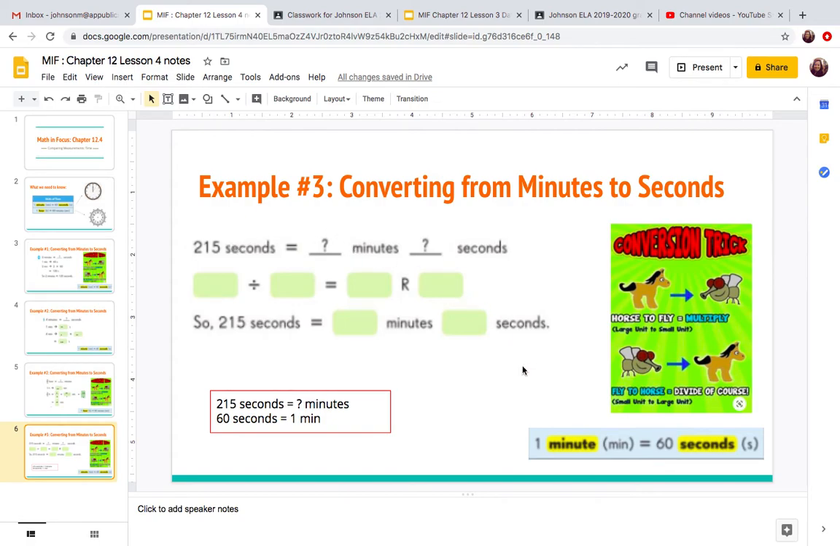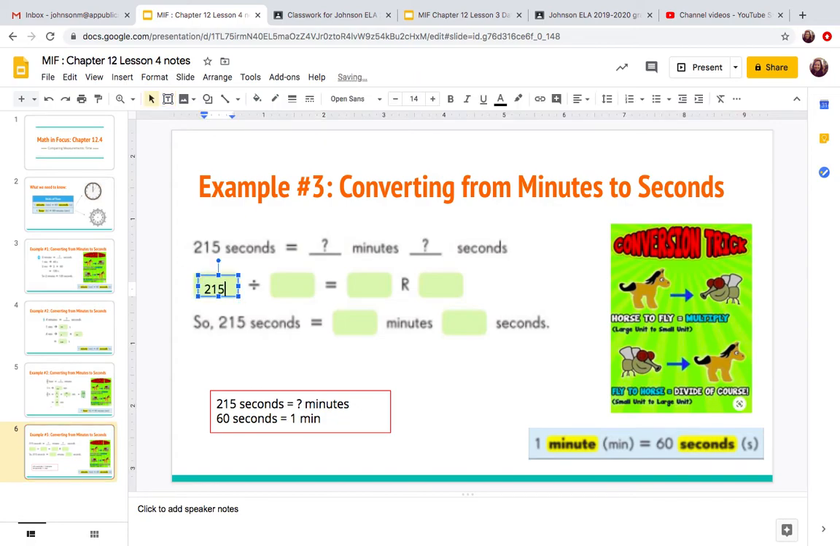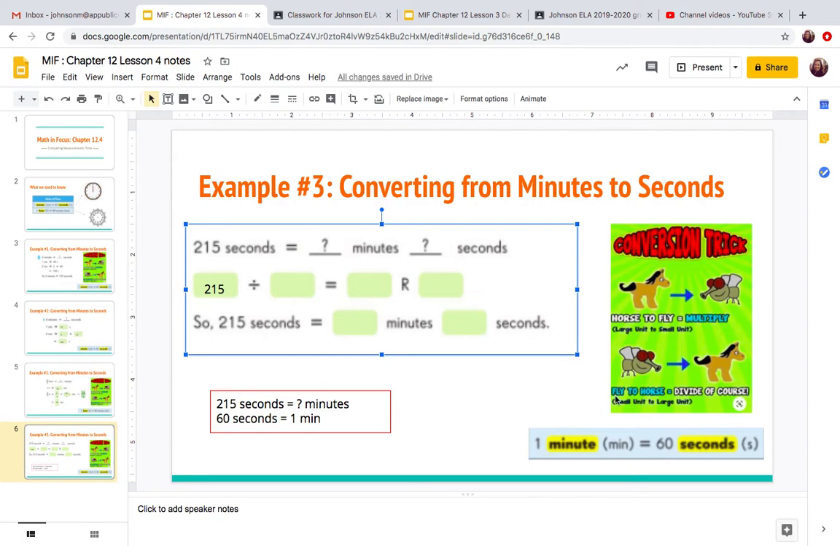So we're going from small to large. So we're going to use the bottom part of my chart here. It says fly to horse, divide of course. So we're going to be dividing because we need groups. It's like that grouping from the other day. So I'm going to take 215 here and just rewrite what I already know. 215, and because it said fly to horse, I'm taking my small measurement and dividing it by my big one.